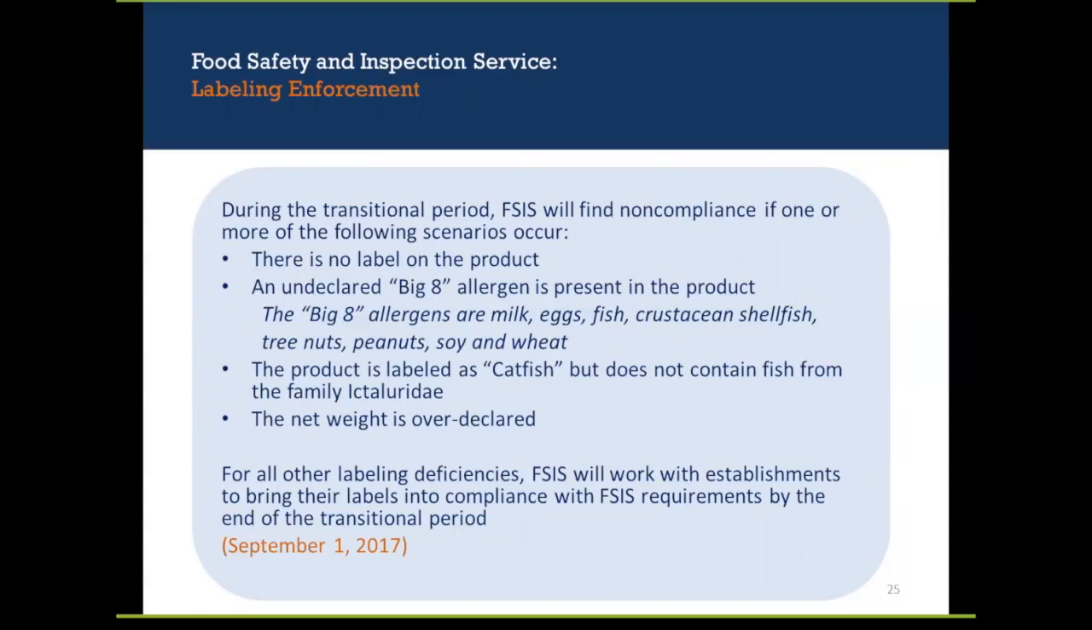And those deficiencies are if there's no label on the product, if one of the big 8 allergens is present in the product but is not declared on the label, if the product is labeled as catfish but does not contain fish from the family Ictaluridae, or if the net weight is intentionally overdeclared. For all other labeling deficiencies, FSIS will work with establishments to bring their labels into compliance with FSIS requirements by the end of the transition period.